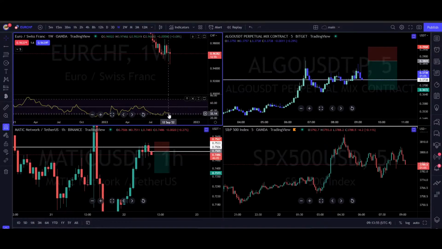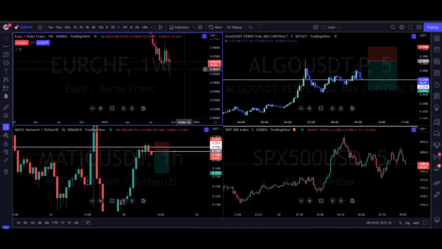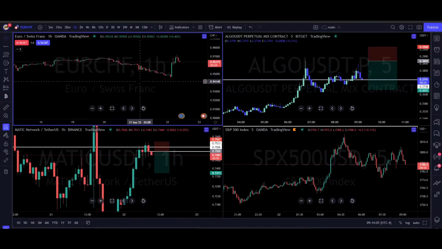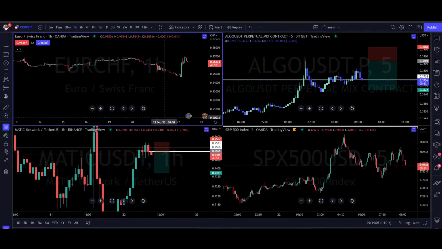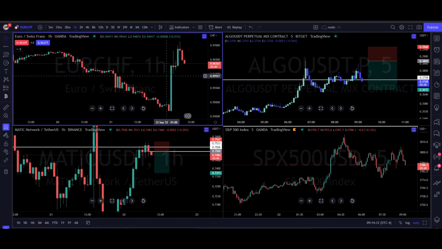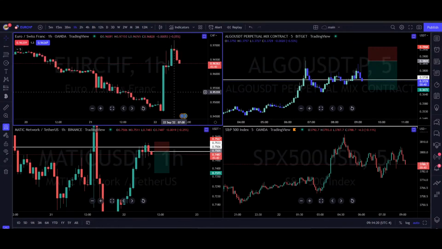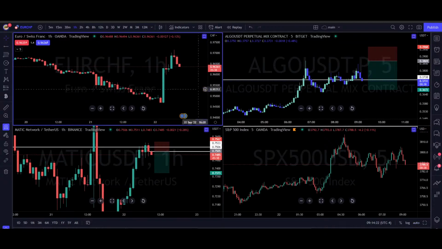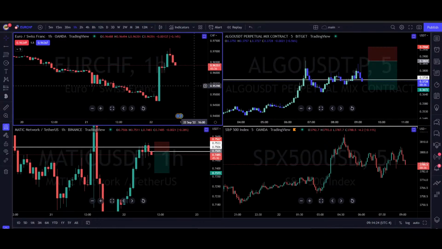If this week closes lower than, say, this candle, then you will have bullish divergence on the weekly. I don't know if I'd take the short, right? It's overextended, and you're printing a bullish candle today. This is based off of the Swiss franc news, the rate decision. Algo's stalling out, but we've got to give it a minute.